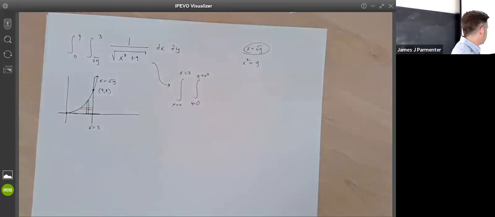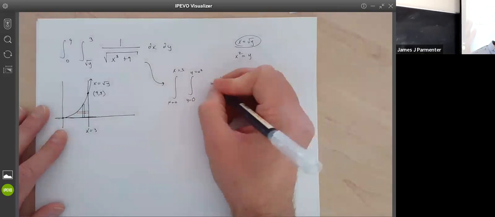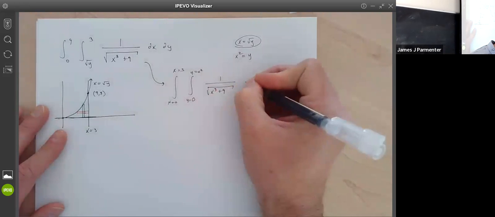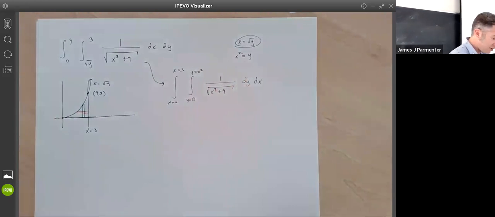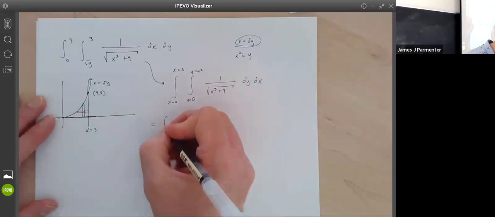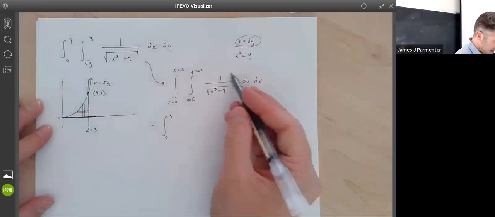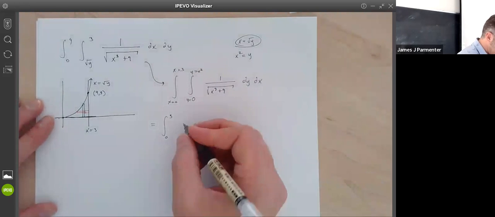Our integral, or I should say our integrand, didn't change. It's still 1 over the square root of x cubed plus 9. But now it's dy dx. And then we can integrate that. We're going to get, from 0 to 3. When I anti-differentiate this, that's all just a constant as far as the variable y is concerned. So I would probably just do it like this.